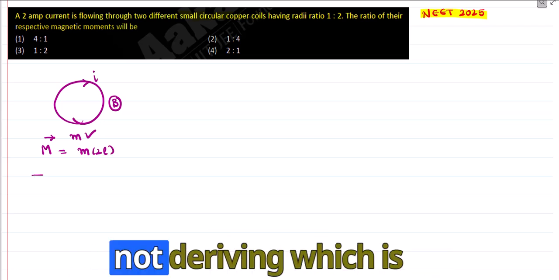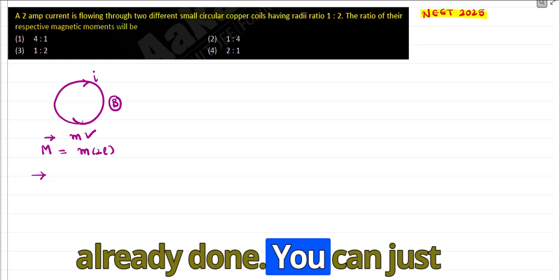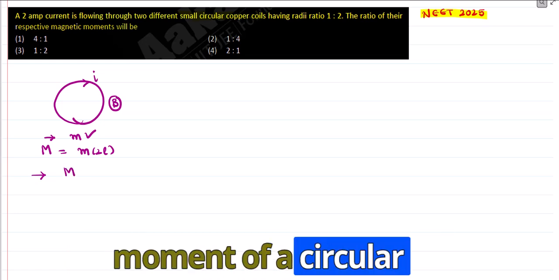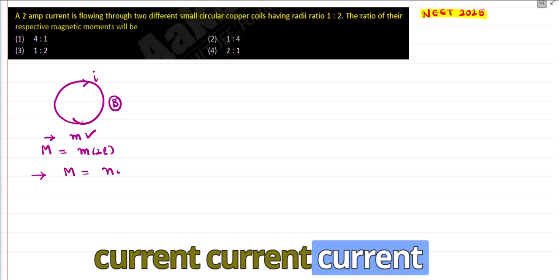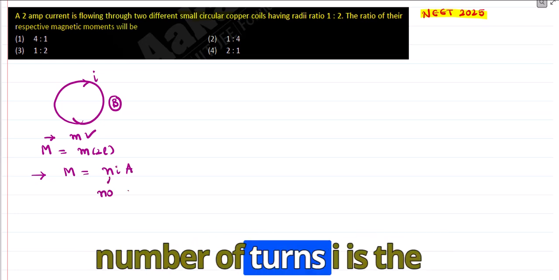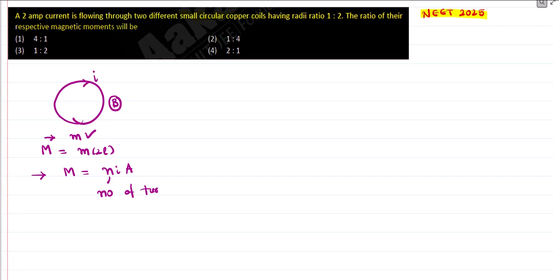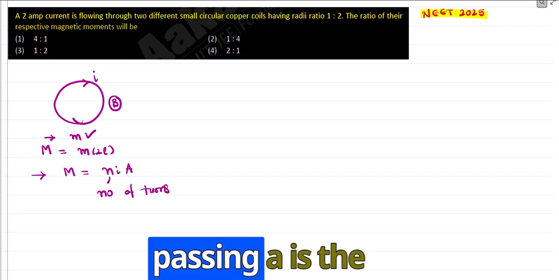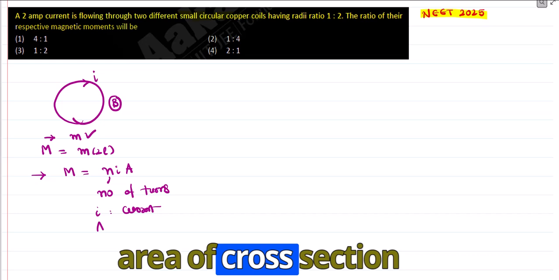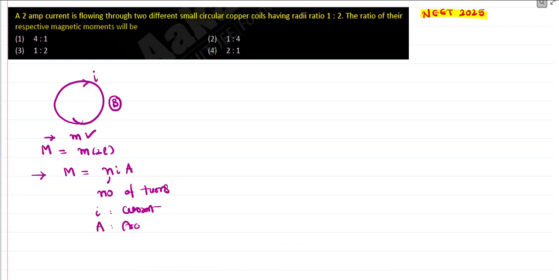It can be derived. Now I am not deriving it, which is already done. You can just look into the playlist of this chapter. The magnetic moment of a circular current carrying conductor is NIA. N is the number of turns, I is the current passing, A is the area of cross section.